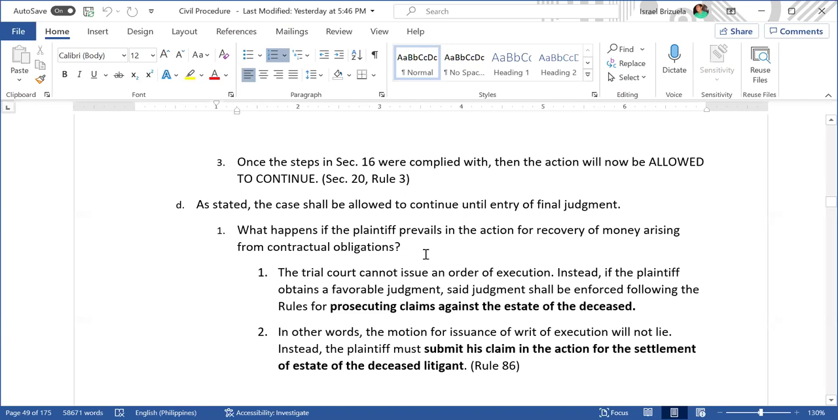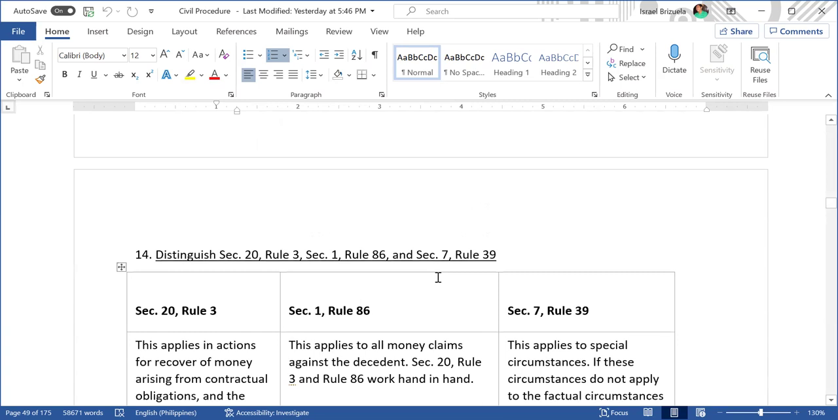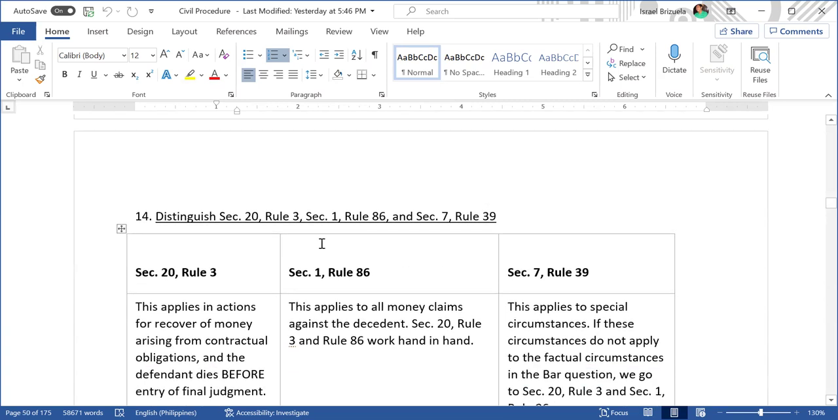In other words, the motion for issuance of writ of execution will not lie. Instead, the plaintiff must submit his claim in the action for the settlement of the estate of the deceased litigant. So this is the last topic for Section 20, Rule 3.